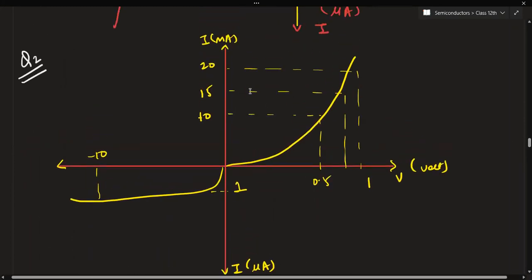Now see, same thing if you take it for 15 milliamperes. See, for 15 milliamperes, you do not have a specific value of voltage in the graph. For 10 milliamperes, we had the exact value, that was 0.5. But for 15, we do not have. So how will we take it?